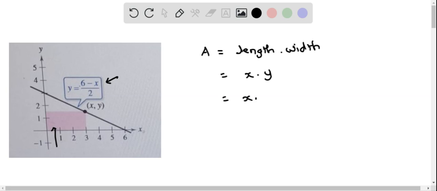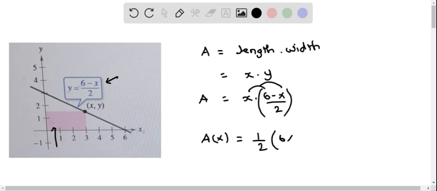So, replacing y with 6 minus x by 2, we get the area of the rectangle equals x times (6 minus x) by 2, and this can be written in function notation, A of x, which represents the area of the rectangle. This equals half of, we distribute this x, so it becomes 6x minus x squared.